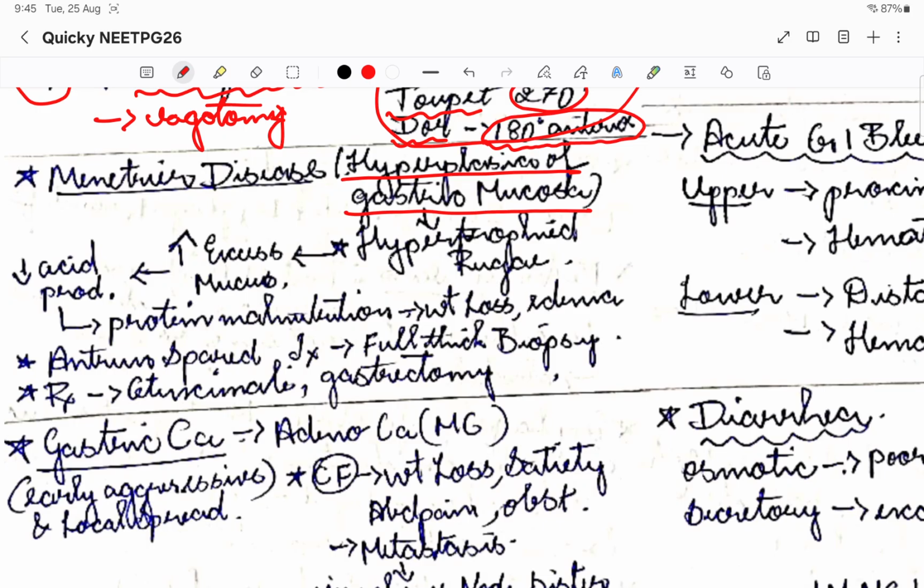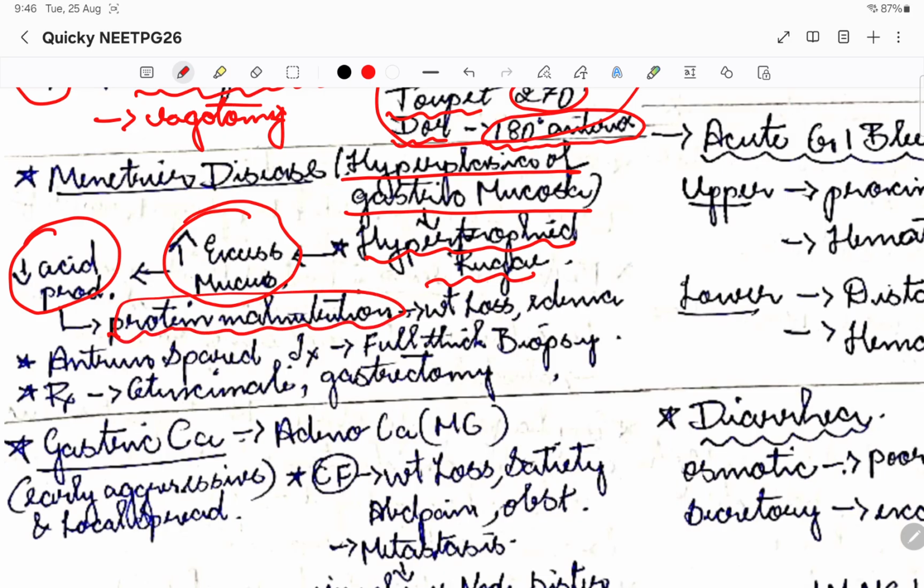What happens is there is hypertrophied rugae, which will cause excessive mucus secretion, which will reduce the acid production, and there will be protein malnutrition, because acid is required for protein degradation, right? If protein degradation is not happening, there will be protein malnutrition, which will lead to weight loss and edema, because amino acids are required for albumin production. If there is no albumin production, it might lead to edema. So this is the thing with respect to Menetrier's disease.